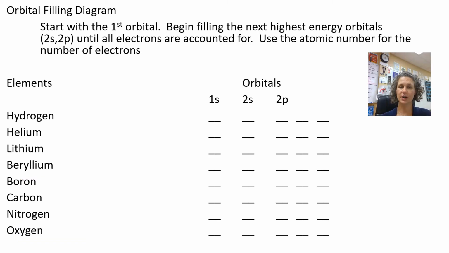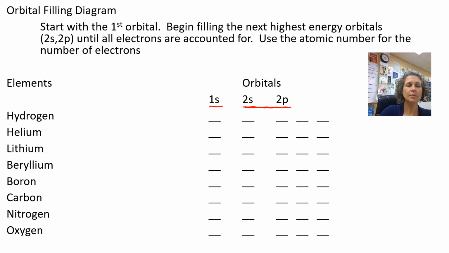So first things first, here's the orbital filling diagram. You can see that we're just looking at 2 energy levels. The first energy level is this 1s, and the second energy level is the 2, but remember it contains an s and a p orbital. So when you are doing these, you have to know the number of electrons. For our purposes here, we're just looking at neutral atoms. So if you know the atomic number of these, then you'll know the electron number.